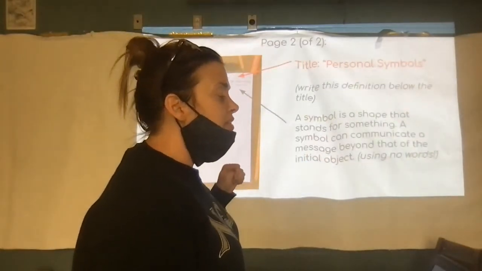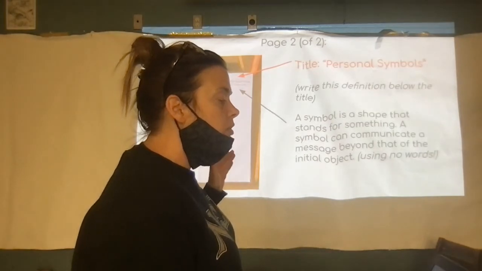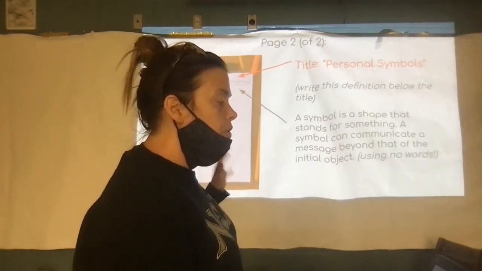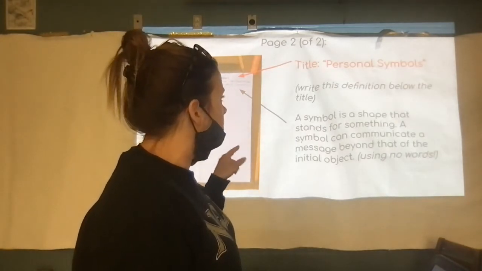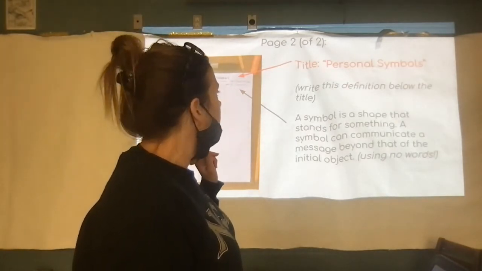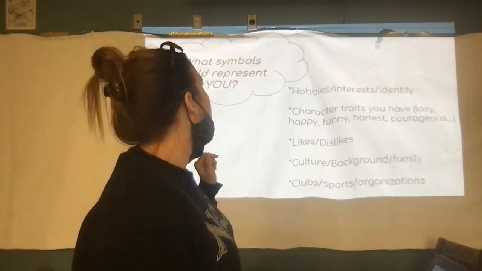So you're going to do the same thing you did for the geometric shape and the organic shape. You're going to title this little page personal symbols. And then you're going to write down that definition right there. A symbol is a shape that stands for something. A symbol can communicate a message beyond that of the initial object.